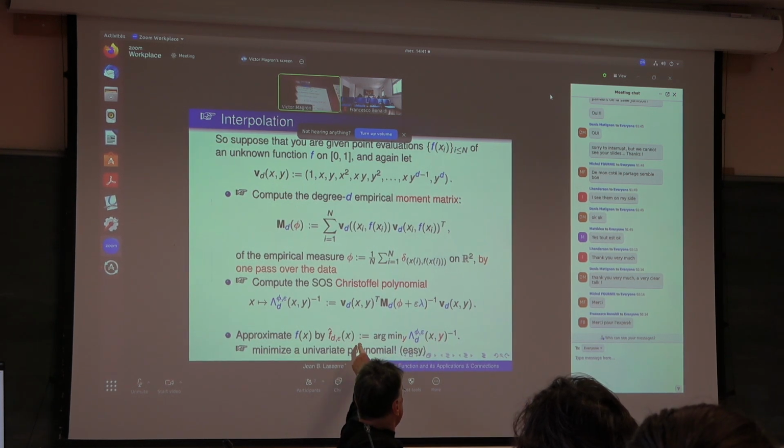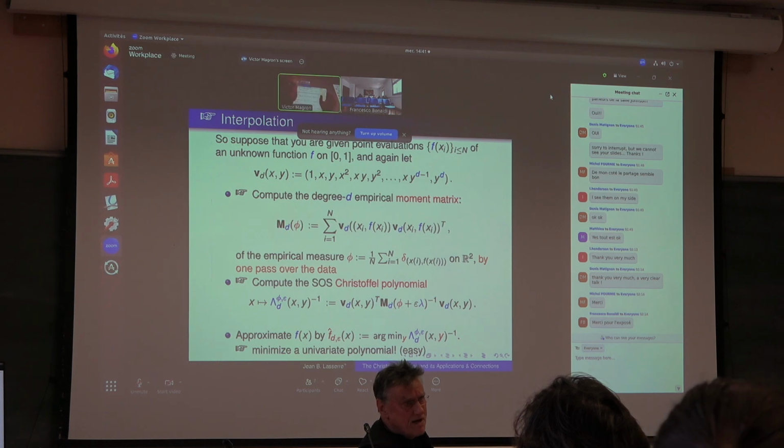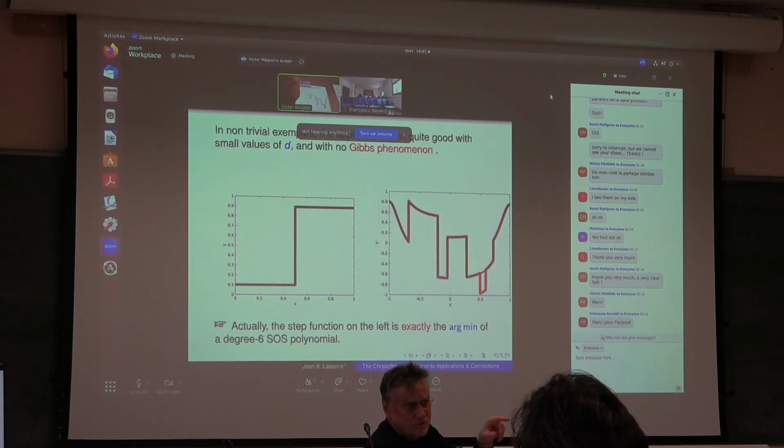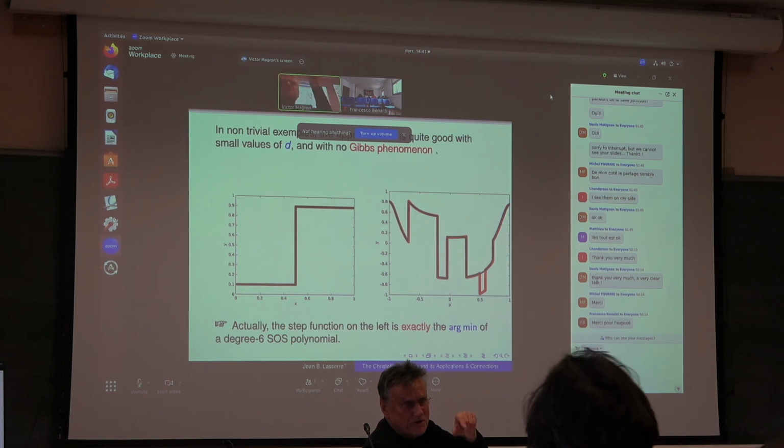So when you fix x, now you look at the minimum in y. So it's a polynomial of 1 variable, sum of squares. You look at the minimum, and this is what you call the approximation of f of x. And what is nice is that, for example in this case, you cannot see the difference between the approximand and the original function. And the shape of the function is quite bad, because it's discontinuous, and the same thing on the right, right? And this is why, in this case, you don't have this oscillation, the Gibbs phenomenon.